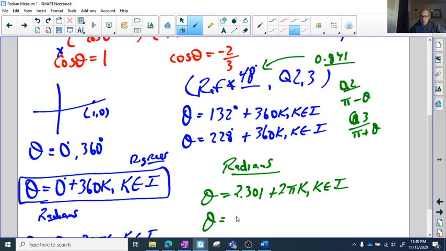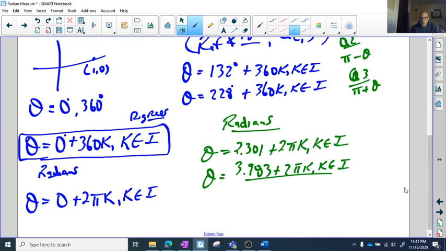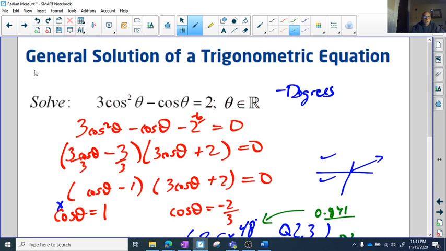And then the quadrant 3 version is pi plus that number, 0.841, which is 3.983. And again, plus 2 pi k, and that would just give you all the possible angles if you just kept adding 2 pi radians, which is full circles, putting you right back in those. All right, so that is how you find what they will sometimes call the general solutions for trig equations. So we did both degrees and radians.